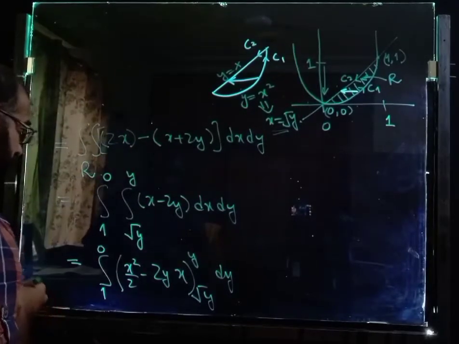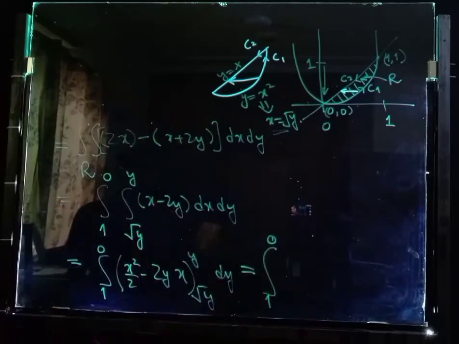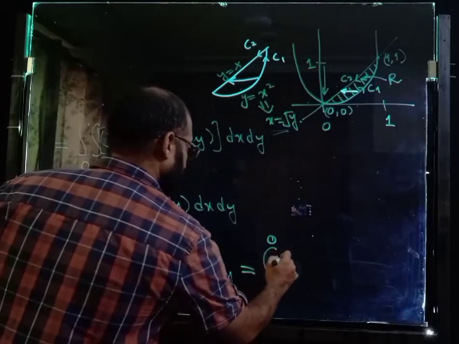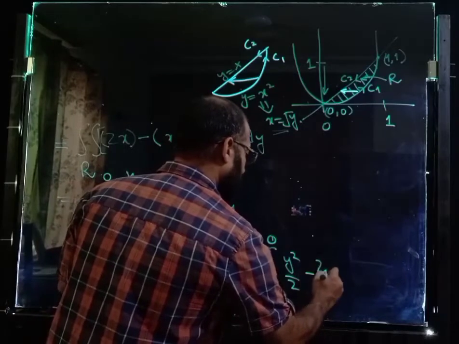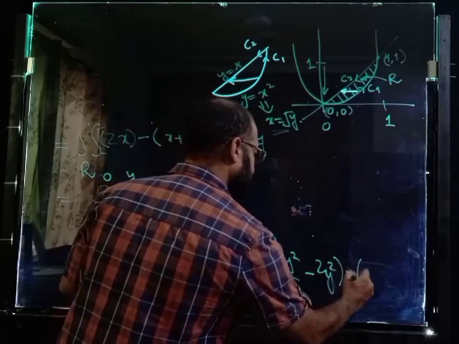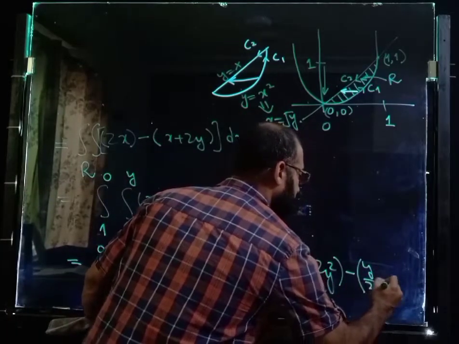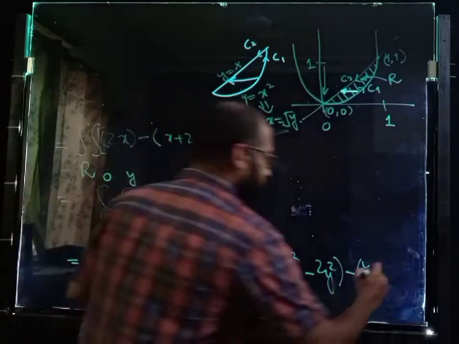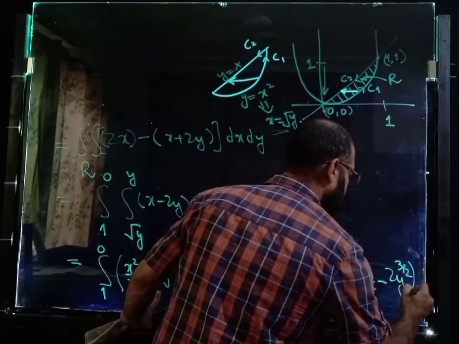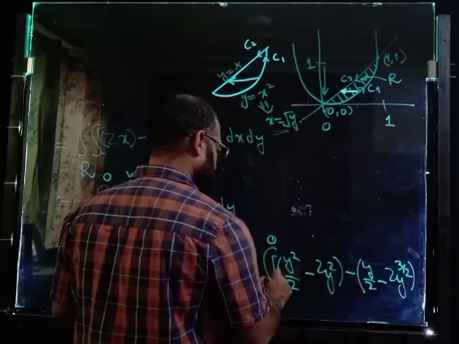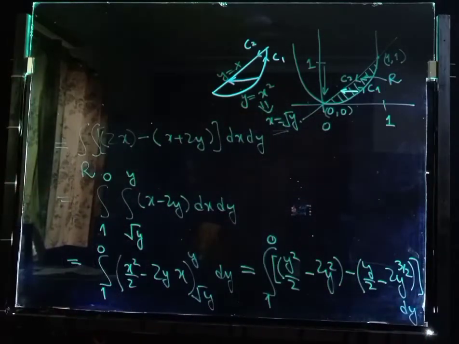And from here I can write integral from 1 to 0, y square by 2, 2y square, minus y times y by 2 minus 2y to the 3/2, dy. Happy with it?